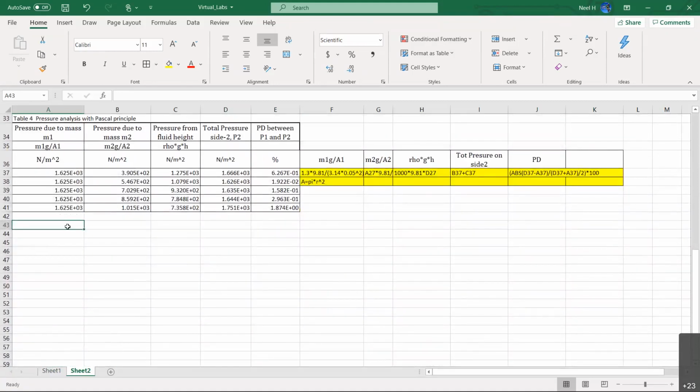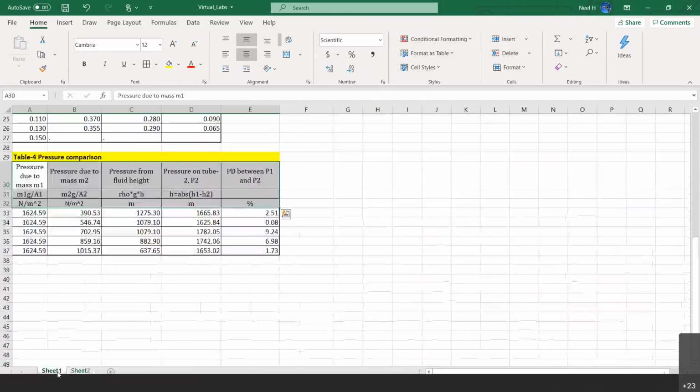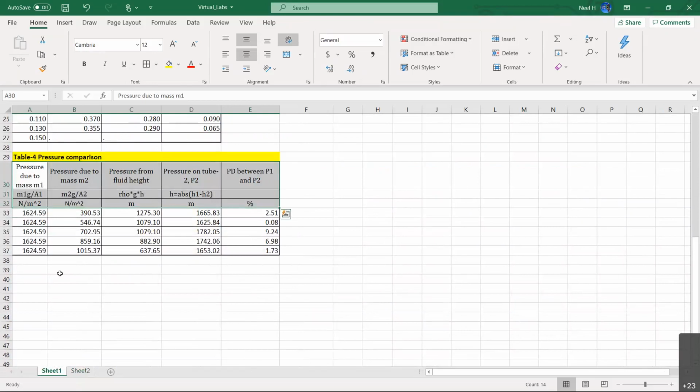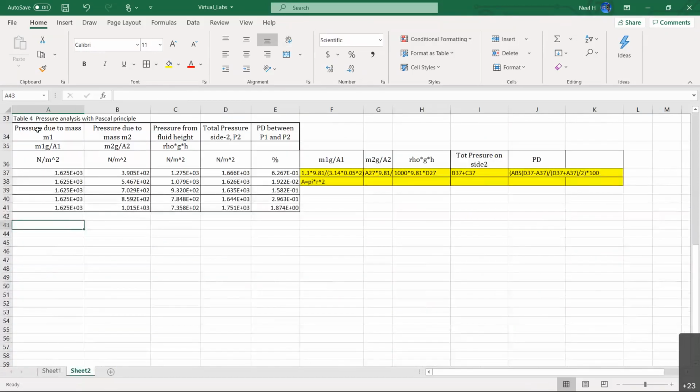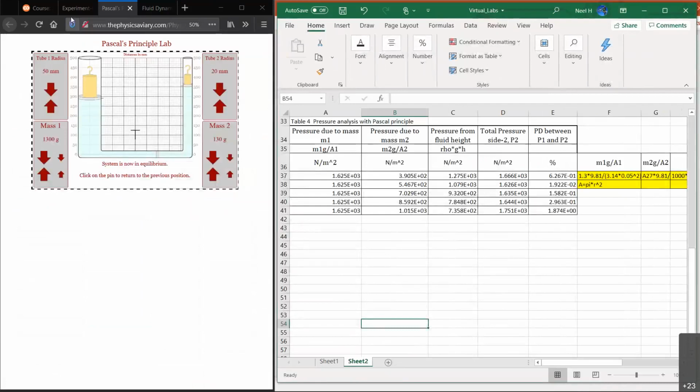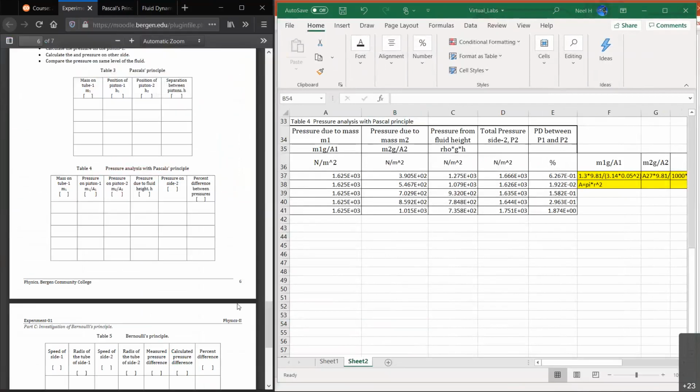So the last calculation, table 5. So table 5 we're going to do. We're going to check the analysis of Bernoulli's principle, right? Let's take a look at your lab manual, how that table is actually set up.